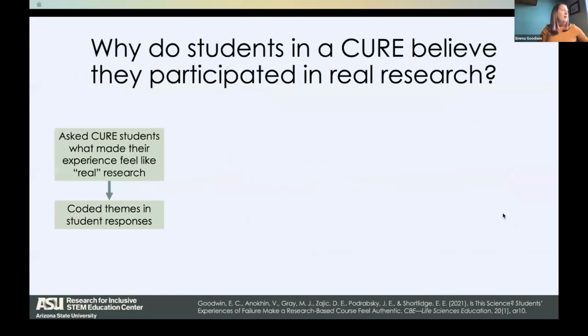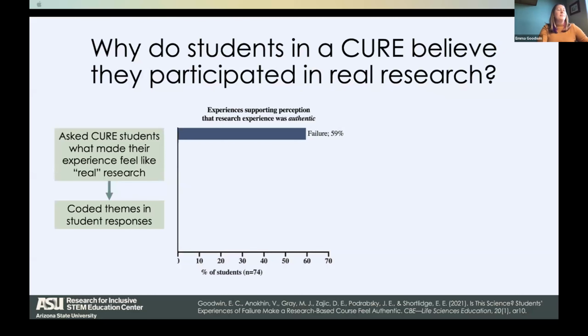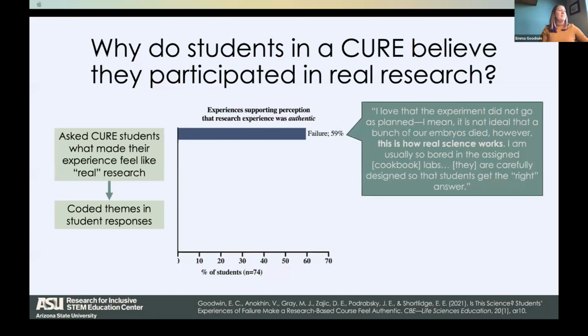So I conducted a study a few years back to address this question. We asked students in a CURE what made their experience feel like a real research experience. These were open-ended questions. We coded themes in students' responses, and we actually found that experiencing failure was the number one response we got from students in terms of what made their experience feel authentic. And I will give you the caveat that students experienced a ton of failure in this class, so that might have influenced the answers, but it was really fascinating.